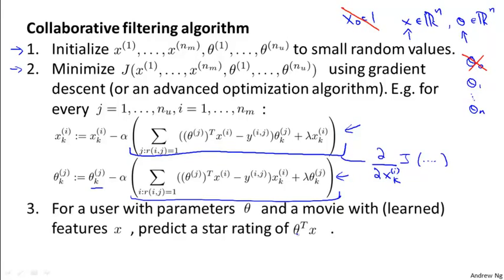And finally, given a user, if a user has some parameters theta, and if there's a movie with some learned features x, we would then predict that that movie will be given a star rating by that user of theta transpose x. Or just to fill this in, if user j has not yet rated movie i, then we predict that user j is going to rate movie i according to theta j transpose x i.